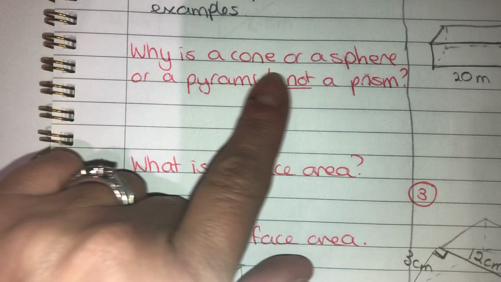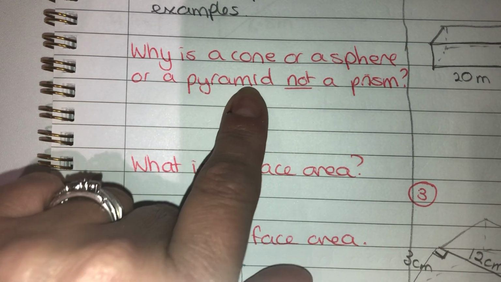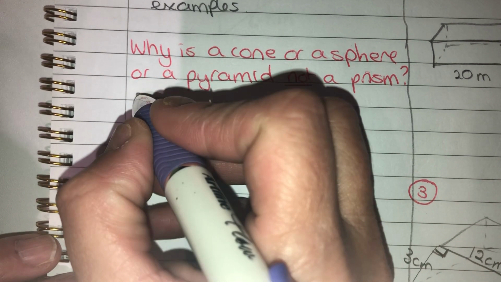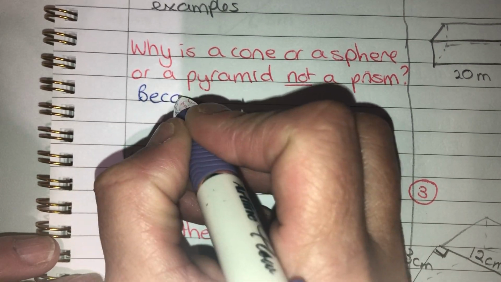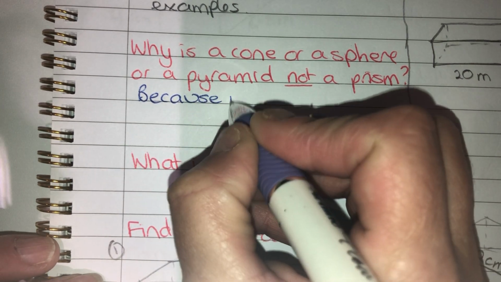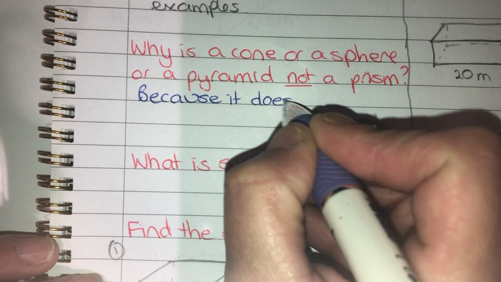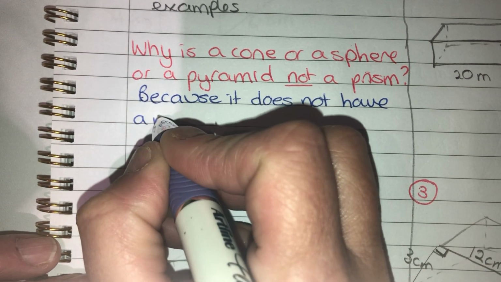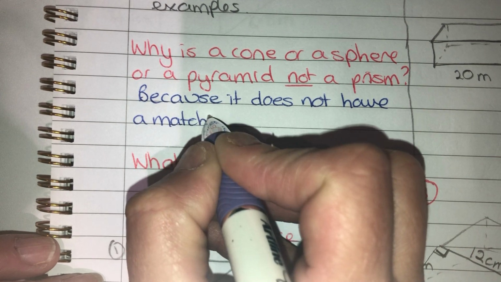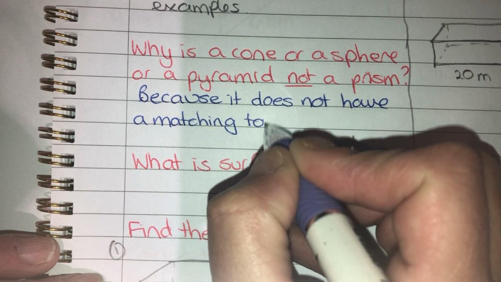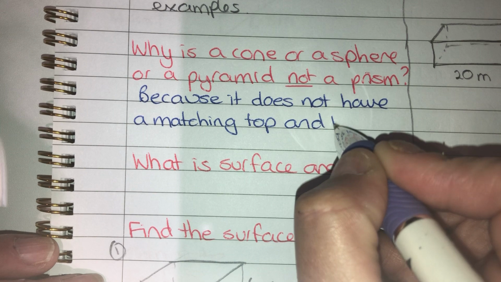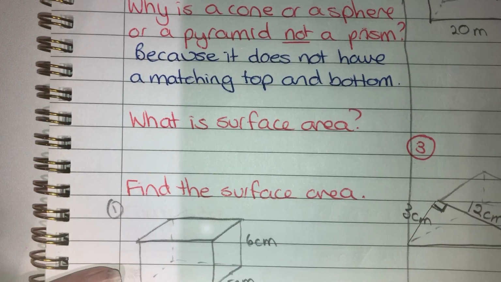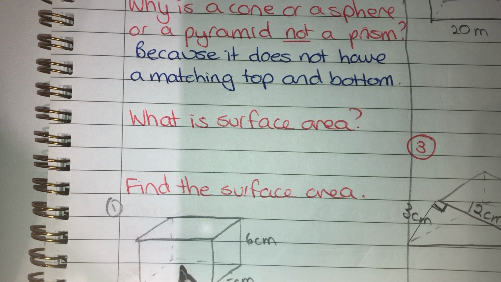So we can say, why is a cone or a sphere or a pyramid not a prism? Let's say something in our own language that we can understand. So maybe we could write, because it does not have a matching top and bottom. Now, that is not mathematical at all, but it is hopefully a way that you will be able to remember what a prism is. Now, what is surface area?